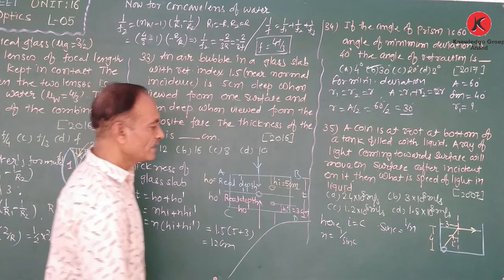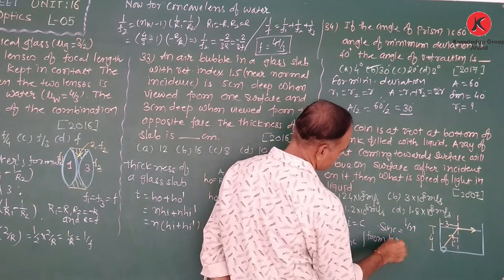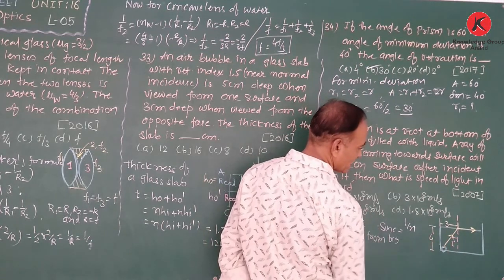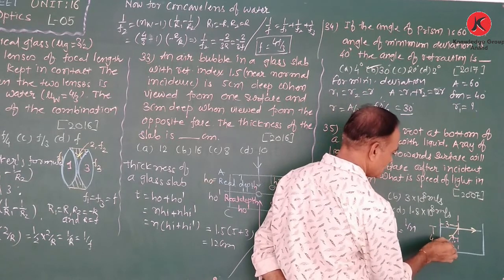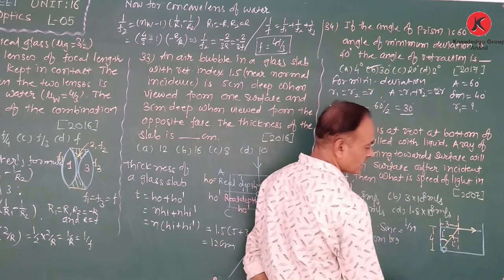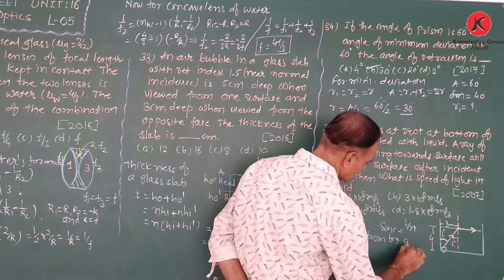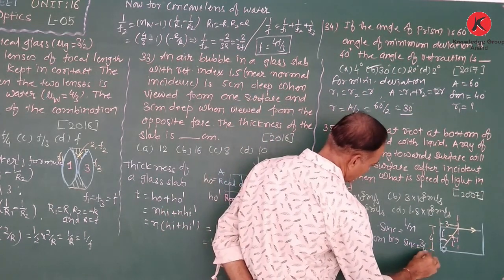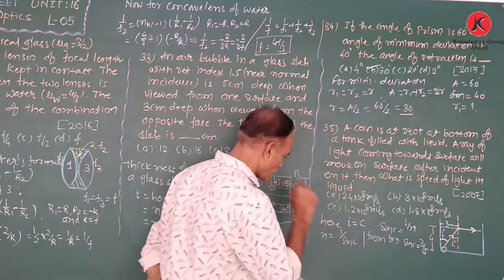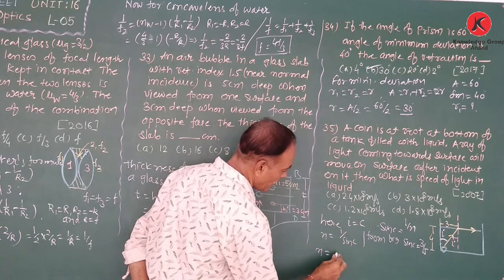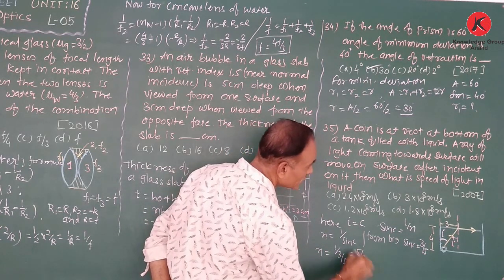And from the figure, if we consider this right angle triangle, this angle is i, so that is also i. Sin i is 3 upon 5. Sin C is equal to 3 upon 5. Therefore, n is equal to 1 upon 3 by 5, that is 5 by 3.